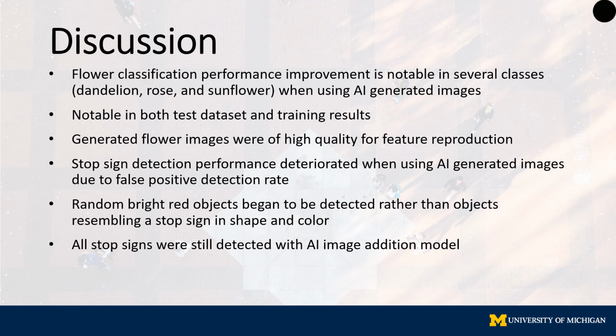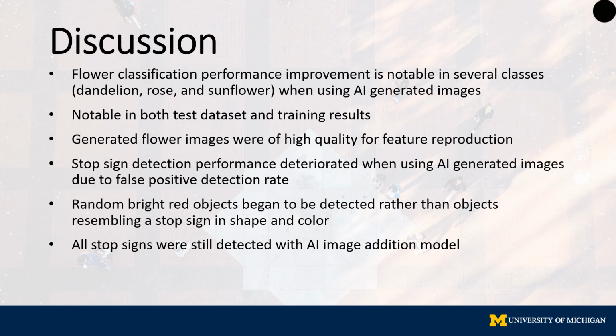Now looking at the images, some of these results make sense where the images were high quality for reproduction of features, actually showing features that are useful to be able to classify those images. And obviously too, the stop sign detection performance declined when using AI generated images, and that was completely due to false positive detection rate. There were no examples in which a detection was missed of an actual stop sign.